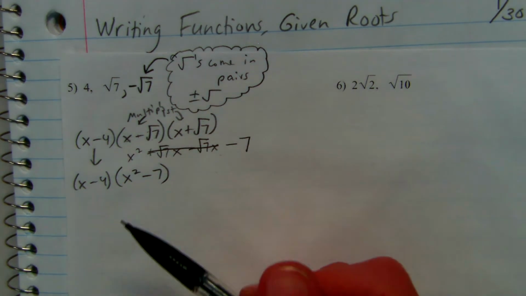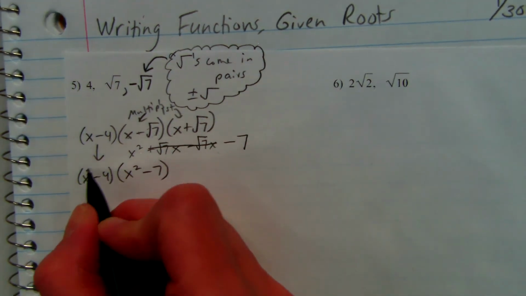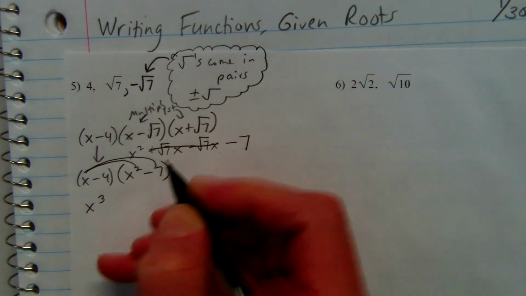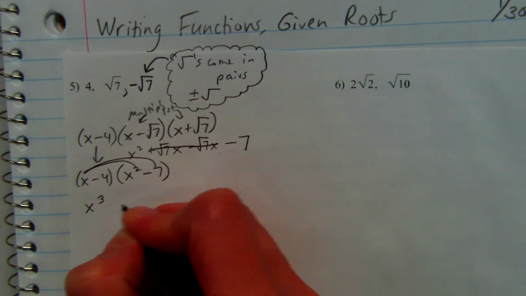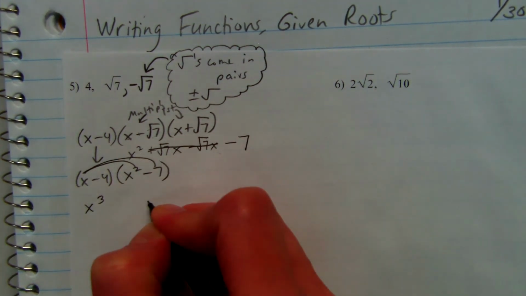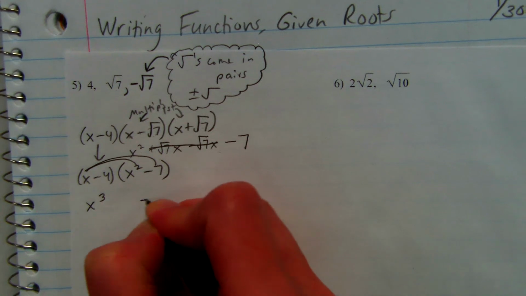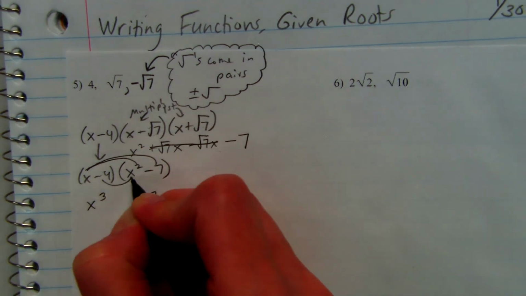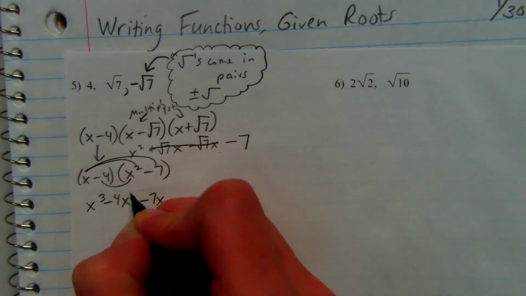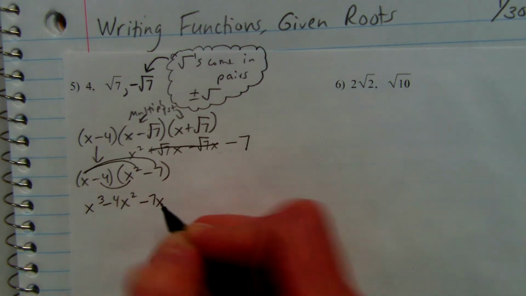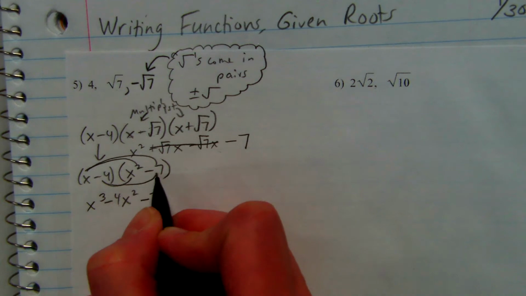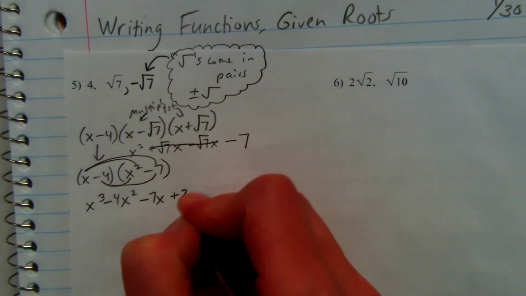So now we've just got to use the FOIL method to multiply these. So x times x squared is x to the third. x times negative 7 is negative 7x. And I'm going to write that over here so I can put these in order. Negative 4 times x squared is negative 4x squared. So I kind of went out of order so I could do those in the right order on my answer. And then negative 4 times negative 7 is plus 28.